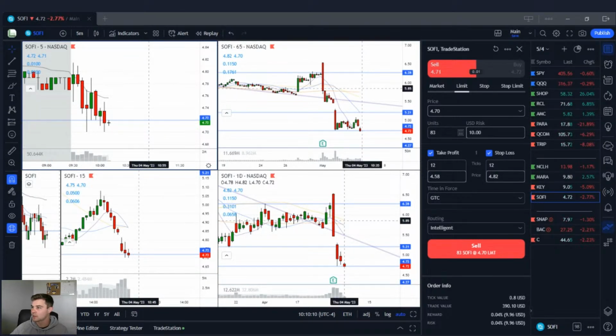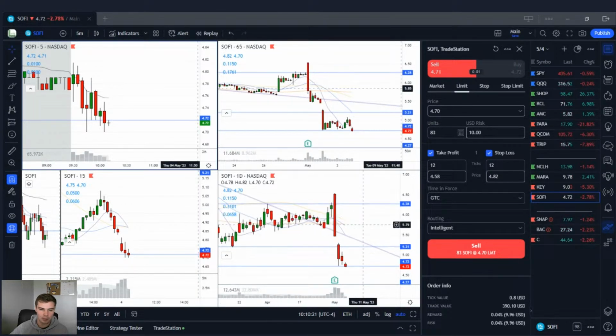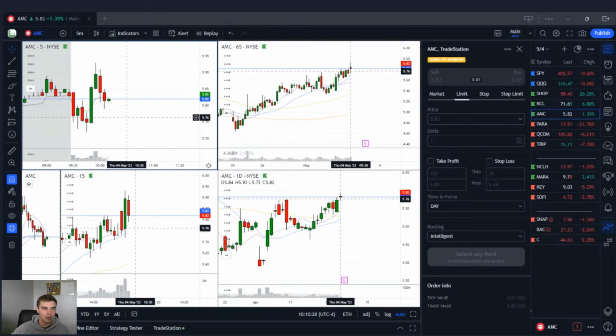Guys, still watching the AMC for a buy setup here as well. In fact, the buy setup's looking a little bit better than this. And this daily chart on the SoFi looks pretty solid. I'm going to hold off here.